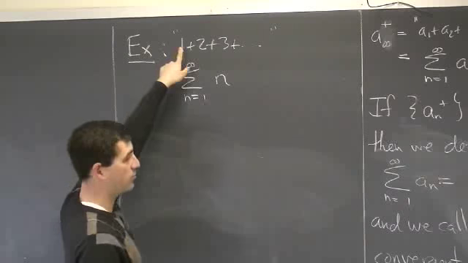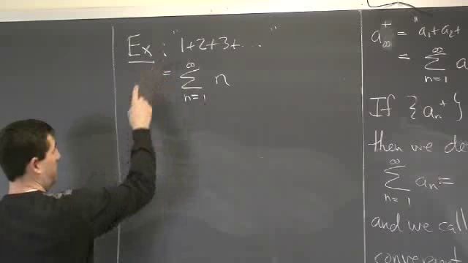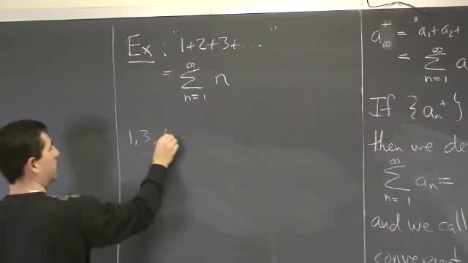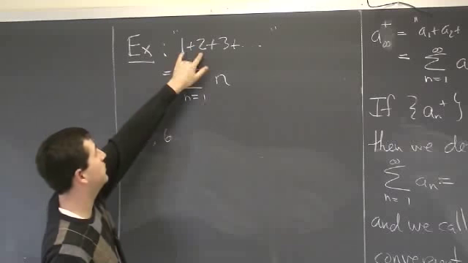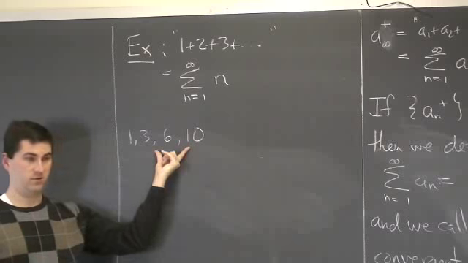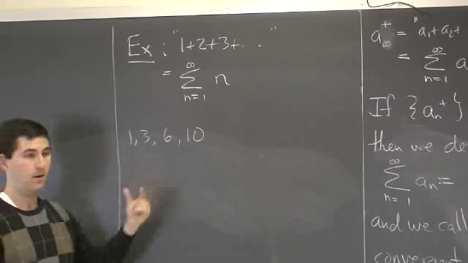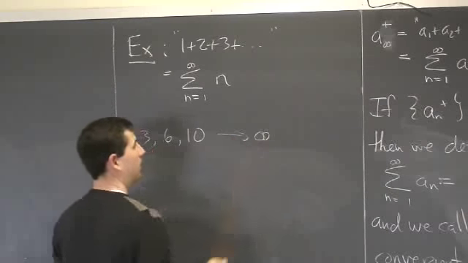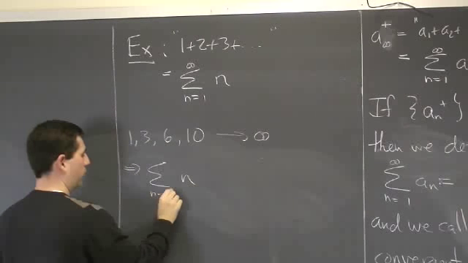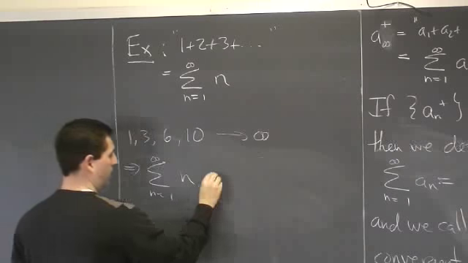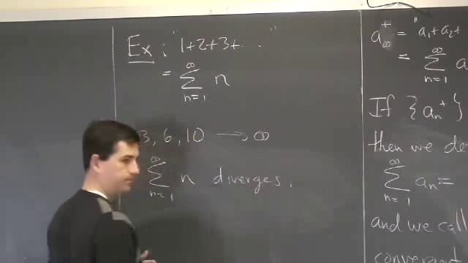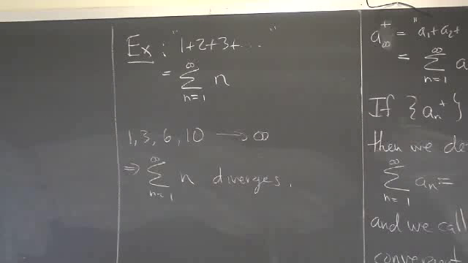Well, let's look at the partial sums. We're going to look at the sum sequence. The sum sequence looks like 1, 3, 6. I'm adding 1, 1 plus 2, 1 plus 2 plus 3, 10. Is this going to converge to some number? No, this goes to infinity. So the sum n equals 1 to infinity of n diverges. It's a divergent series.